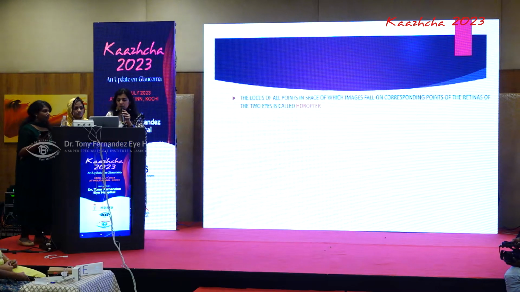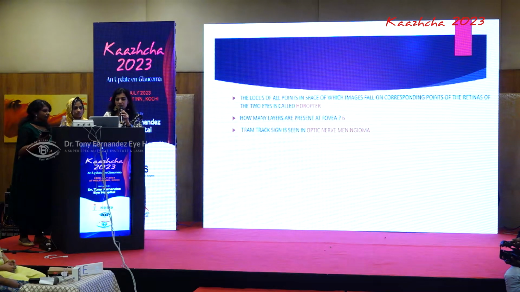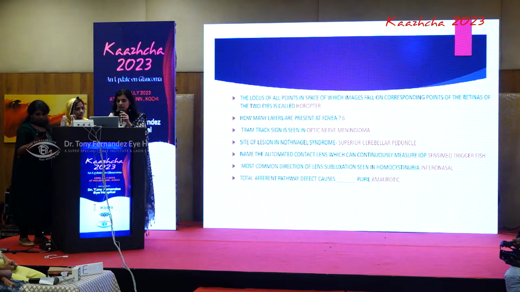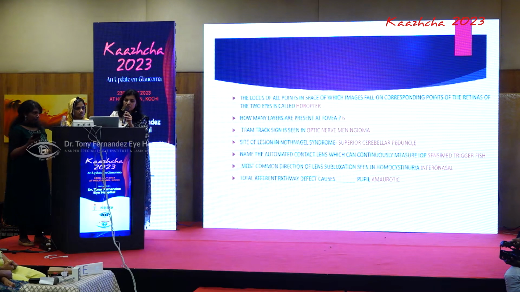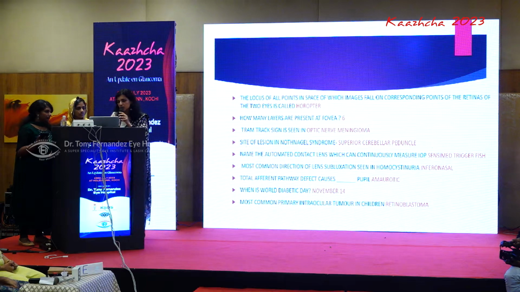First answer is Horopter, correct. There are 6 layers in fovea. Tram-track sign is seen in optic nerve meningioma. Site of lesion in Nothnagel syndrome is superior cerebellar peduncle. The automated contact lens which can continuously measure IOP is Sensimed Triggerfish. Most common direction is inferonasal. Total efferent pathway defect causes amaurotic pupil. World Diabetes Day is November 14. And most common intraocular tumor is retinoblastoma.